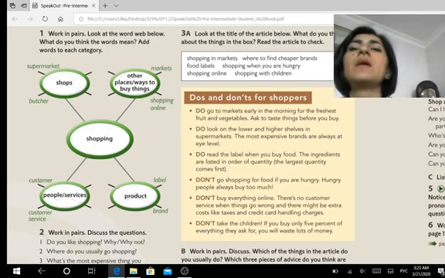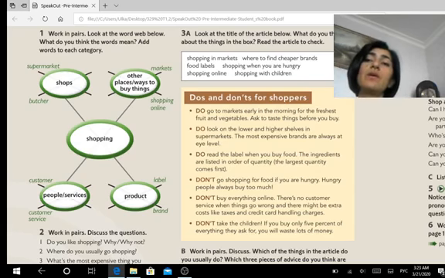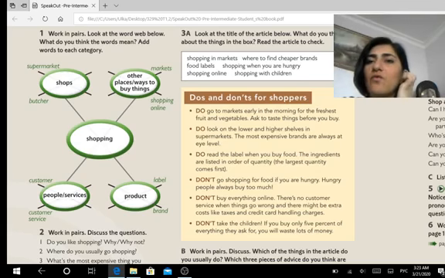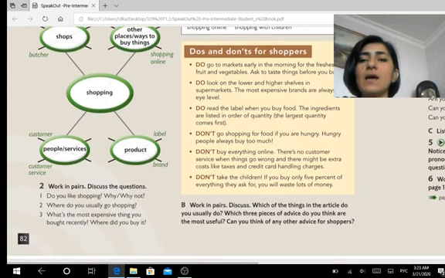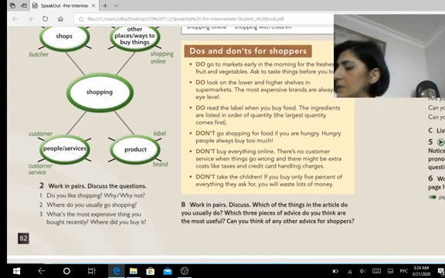Next is ways or places to buy things. You have markets, shopping, online. You can add malls and the others. You will work with all four categories. In terms of discussion, we'll talk about it later.